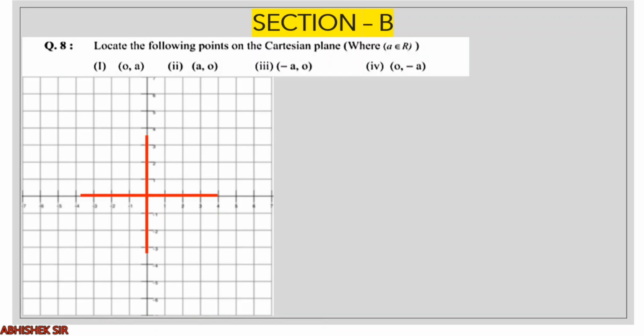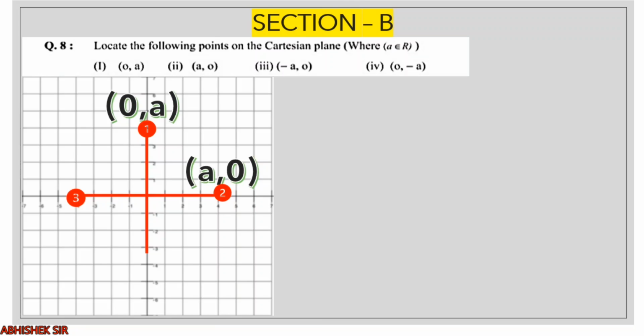But how much distance we have to take? We have to take a common distance, that is a. So on all 4 sides I have shown the distance a. So each point will be plotted accordingly. So first is (0, a), that means x coordinate is 0 and y coordinate is positive. So our first point is over here and that is (0, a). Now the second point is (a, 0), that means y coordinate 0, x coordinate a. So the second point is shown by this point (a, 0).